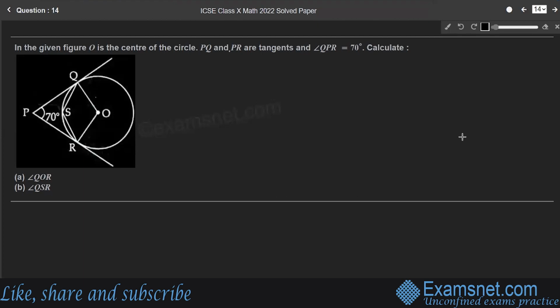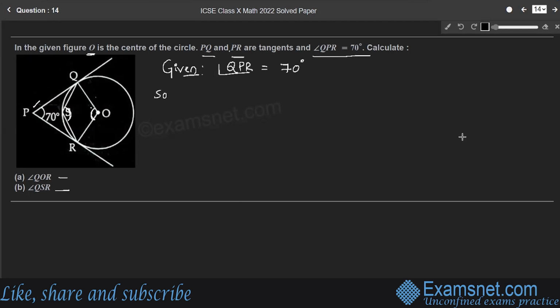Question 14. In the given figure, O is the center of the circle. PQ and PR are tangents. Angle QPR is 70 degrees. Calculate angle QOR and QSR. Here angle QPR is given. We need to find angle QOR and QSR, these two angles. Right? So for that, let us consider the given angle QPR, which is equal to 70 degrees, right?